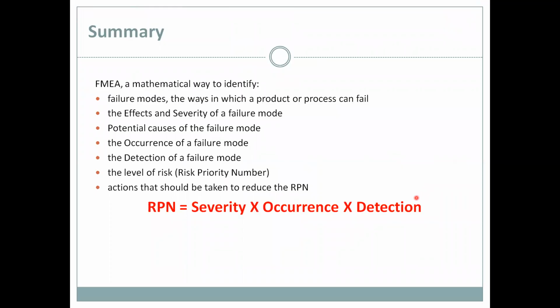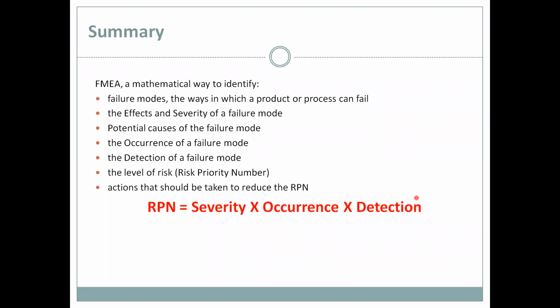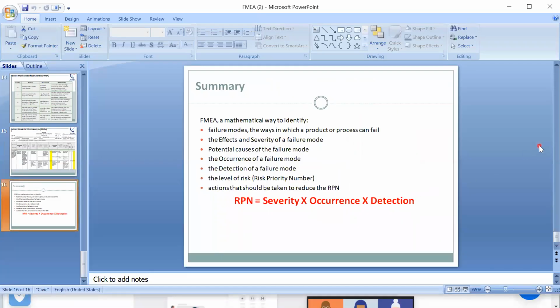So the summary: FMEA is a mathematical way to identify the failure modes in which the process or the product can fail. Because of failure, what are the effects, and you give a rating of severity. What are the causes which are leading to the failure modes, and what is the occurrence of those causes? Then how effective is my current detection mechanism, based on the detection. Then based on the RPN, you'll be able to take action. I'll just show you a template where I also have some examples, and that same template you can use for your process also.